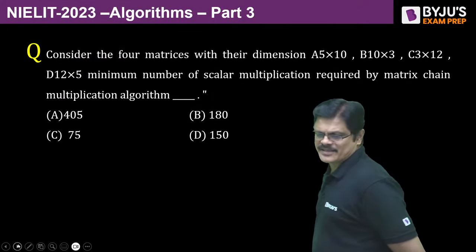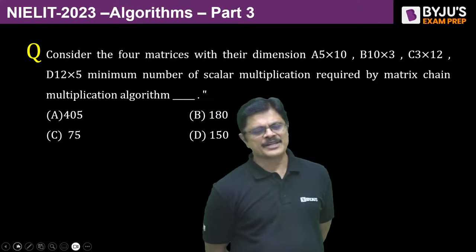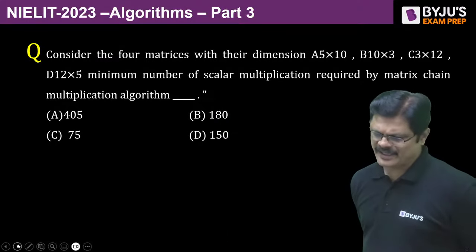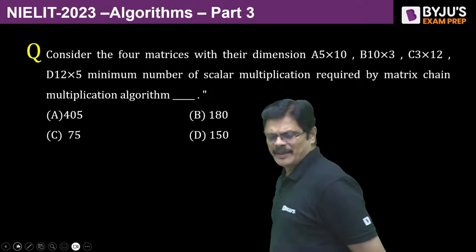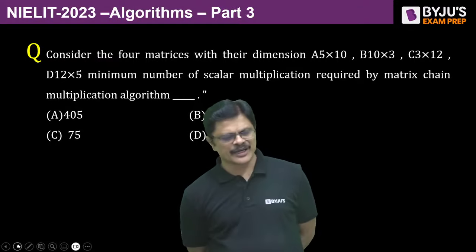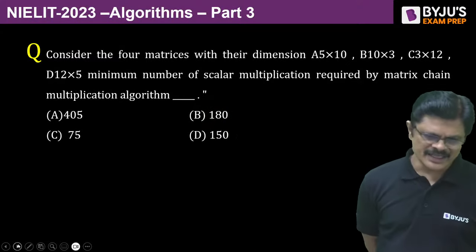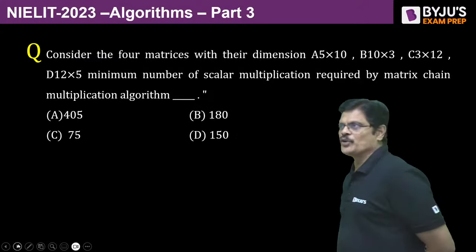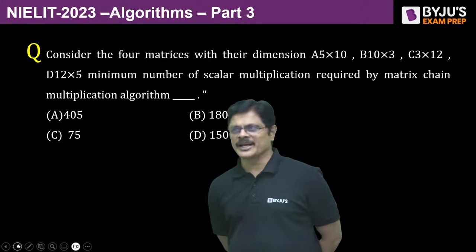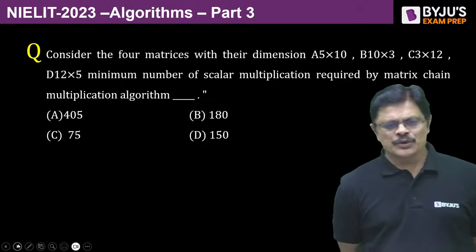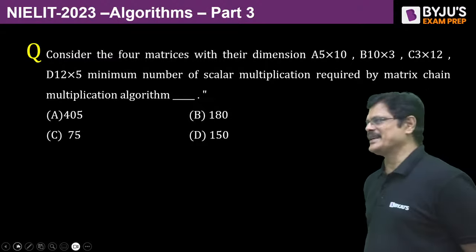Consider the 4 matrices with their dimensions 5 by 10, 10 by 3, 3 by 2, 12 by 5 respectively. The minimum number of scalar multiplications required by the matrix chain multiplication algorithm is equal to what? For those who do not know matrix chain multiplication, here I am going to present a shortcut. Use that to get the answer quickly.